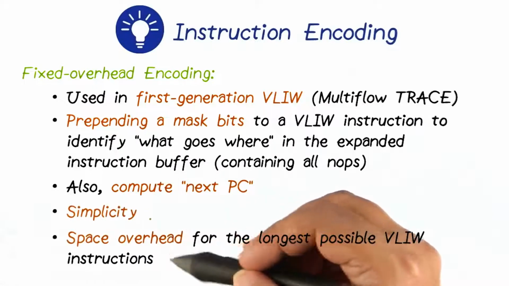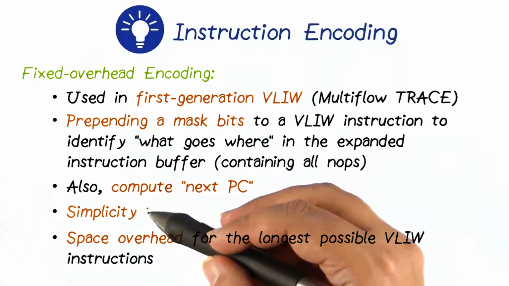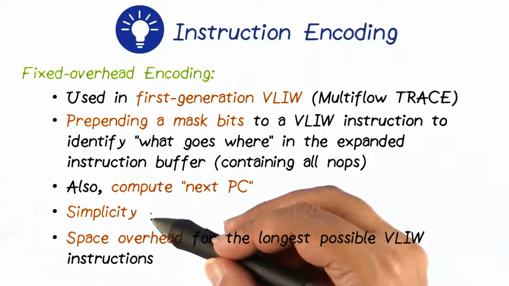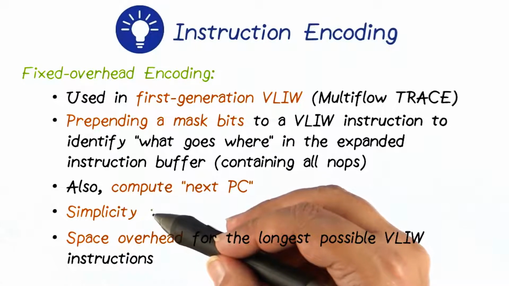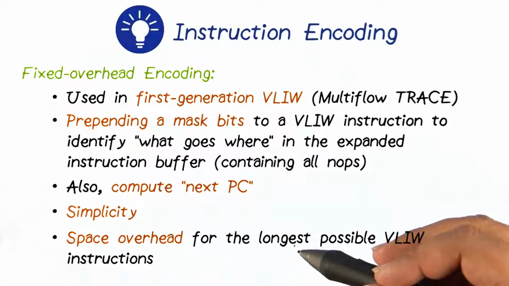So what are the advantages and disadvantages of this particular scheme? The advantage, as you can see here, is simplicity. It's a very simple scheme which keeps track of only the active instructions and the mask and carries out the mapping using the mask. What is the disadvantage here? Well, you need the mask. So this has a space overhead, and that space overhead is fixed.